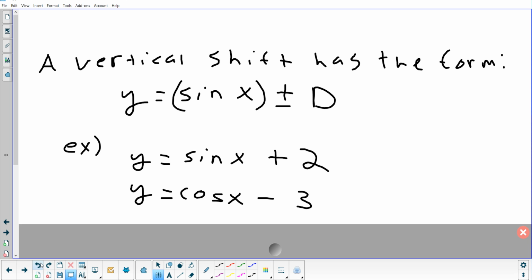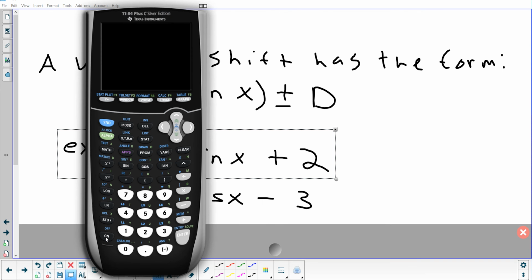So this is a shift. We'll see if it's up 2 or down 2 in a second. This is a shift by 3. It's either up or down. What do you think the plus 2 would do? Do you think it would shift it up 2 or down 2? Yep. No, it will shift it up 2.